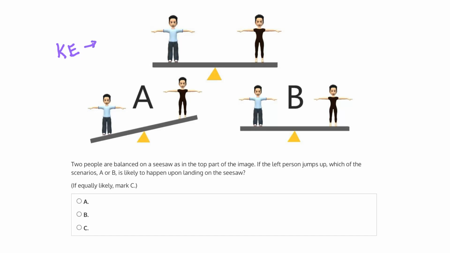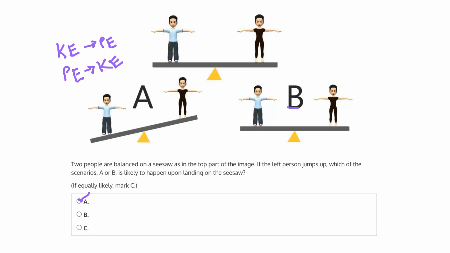has been converted to potential energy. But when the person comes back down, there will be another conversion of that potential energy back to kinetic energy. And that increase in kinetic energy will see more force exerted on the left-hand side. And therefore the person on the left will be lower. And the correct answer is A.